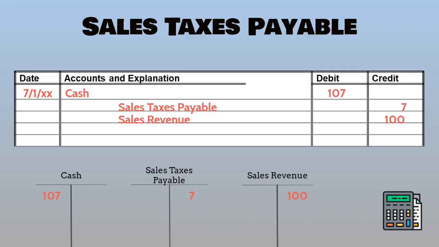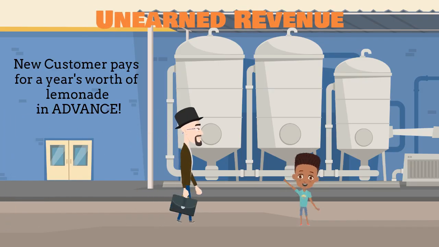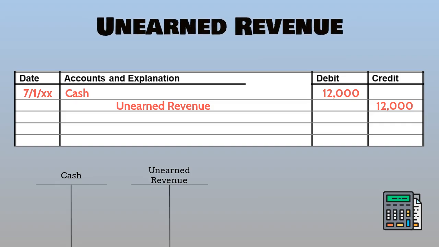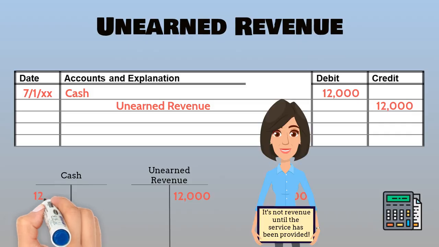actual sale. Moving on to unearned revenue, which is a different type of liability altogether, because rather than owing money, you owe a service. Let me explain. A new customer of Bobby's wants to pay for a year of lemonade in advance. Great news for Bobby to get all that cash, but he still owes his customer a year's worth of lemonade. That's a liability. So while the journal entry records cash, the credit is to the liability of unearned revenue.